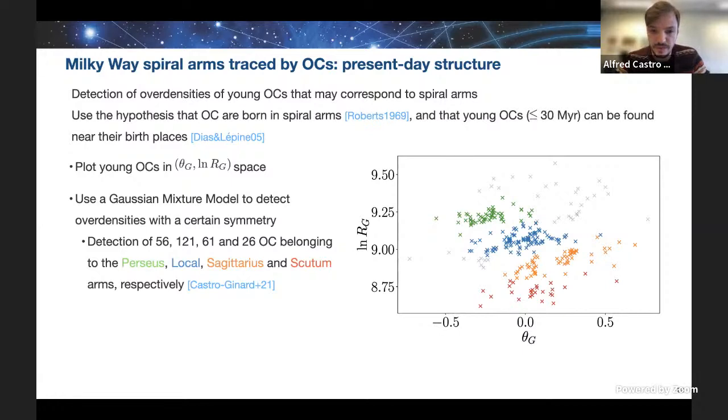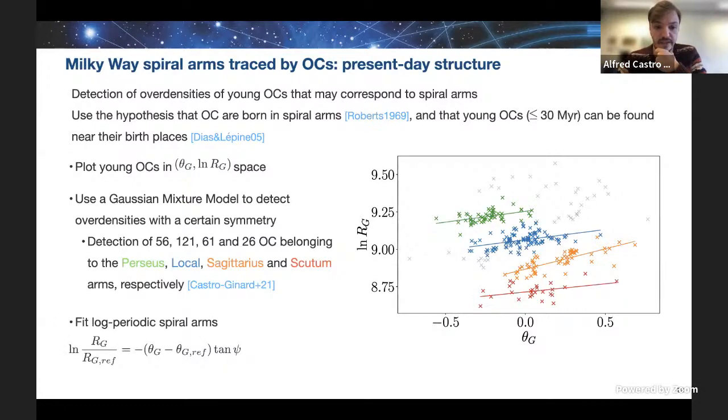We were able to detect this many clusters assigned to the Perseus, Local, Sagittarius or Scutum arms. This does not include the latest release, EDR3, but only the DR2 clusters. Okay, because as I said, the EDR3 is still in the refereeing process, so I have not done it yet. And then we fit these lines that will characterize the log periodic spiral arms.